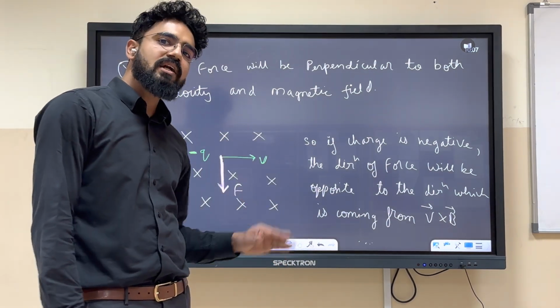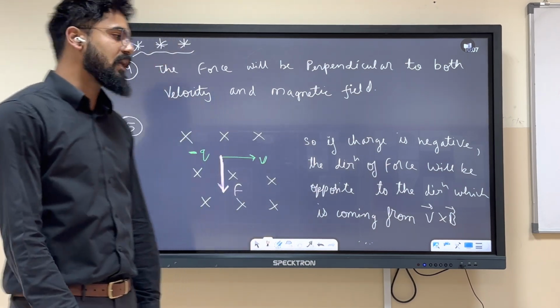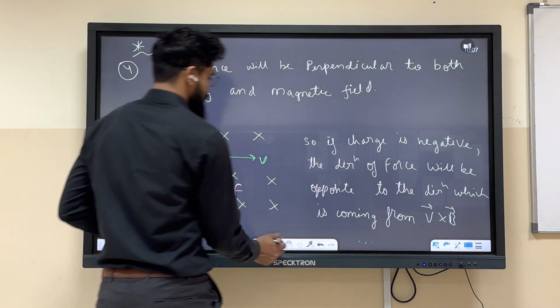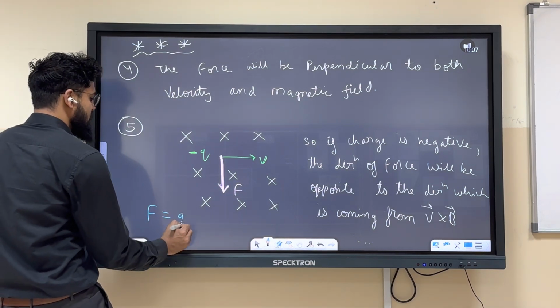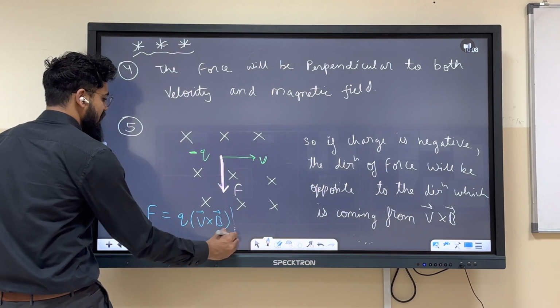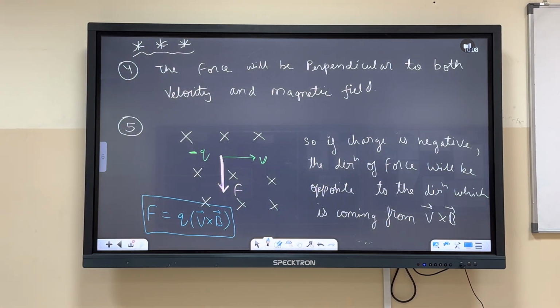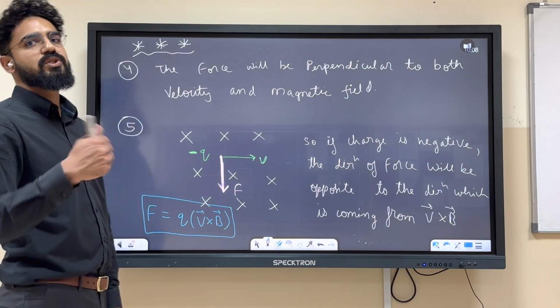If charge is negative, then yes, your direction is also negative. Are you getting it? That's why. Because force is Q into V cross B, so you have to respect the sign of the charge as well. Correct? Okay. So if Q is positive, same direction. If Q is negative, whatever direction is coming, please do the opposite thing.